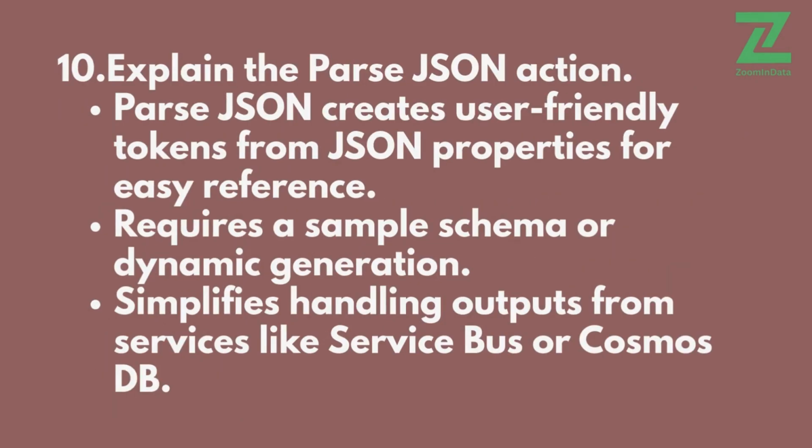Explain the parse JSON action. Parse JSON creates user-friendly tokens from JSON properties for easy reference. Requires a sample schema or dynamic generation. Simplifies handling outputs from services like Service Bus or Cosmos DB.